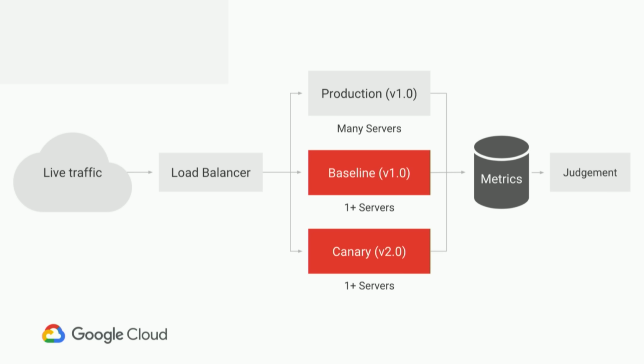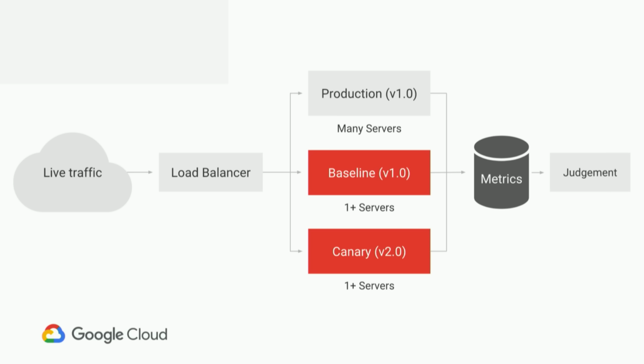Now, the baseline and canary are both going to be, say, one server or one instance, and they're both going to serve the exact same amount of traffic. So for example, if the canary is serving 5% of our traffic and is one server, our baseline is also going to be one server and serving 5% of our traffic.